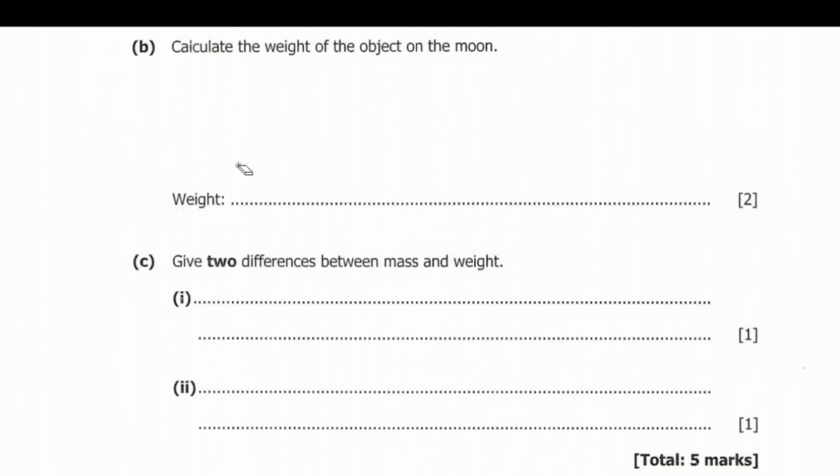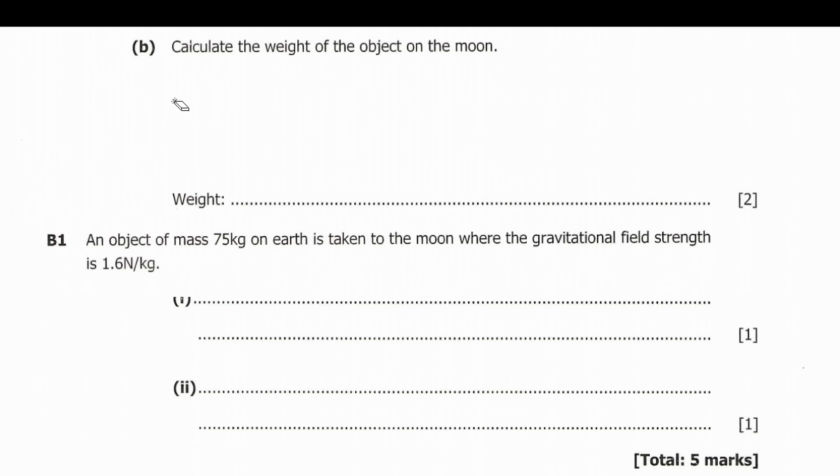Then B, they are saying, calculate the weight of the object on the moon. So you know that weight must be calculated by what? Mass times acceleration due to gravity. And this object of yours, they are saying an object of mass 75 kilogram on Earth is taken to the moon, where the gravitational field strength is 1.6 Newton per kilogram. So to find weight here, you say weight is equal to mass times acceleration due to gravity or gravitational field strength.